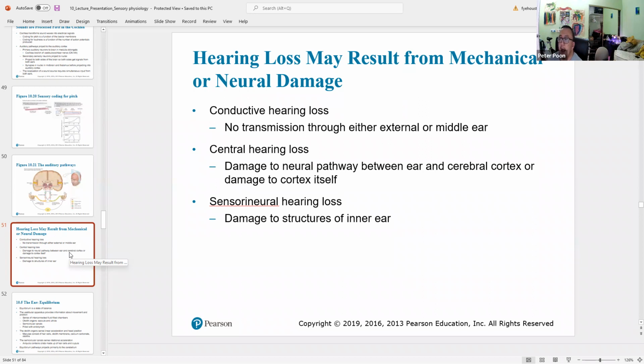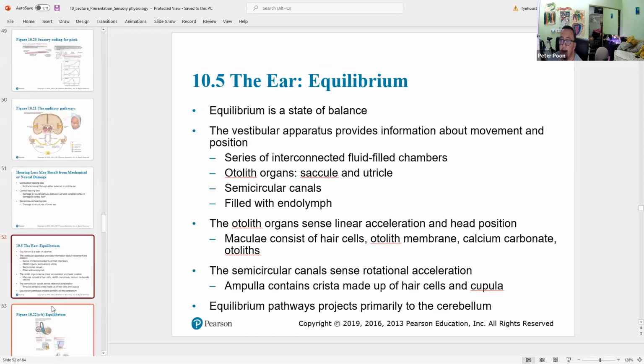Sensory neural hearing loss is damage to the inner ear, the cochlea. And then central hearing loss is even worse. It's damage to the cerebral cortex or the pathway between the inner ear and the cerebral cortex. Usually we consider this as part of sensory neural. This is the neural part of sensory neural.